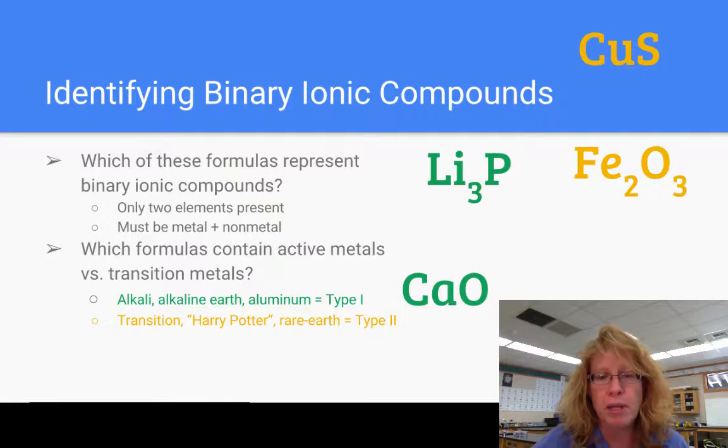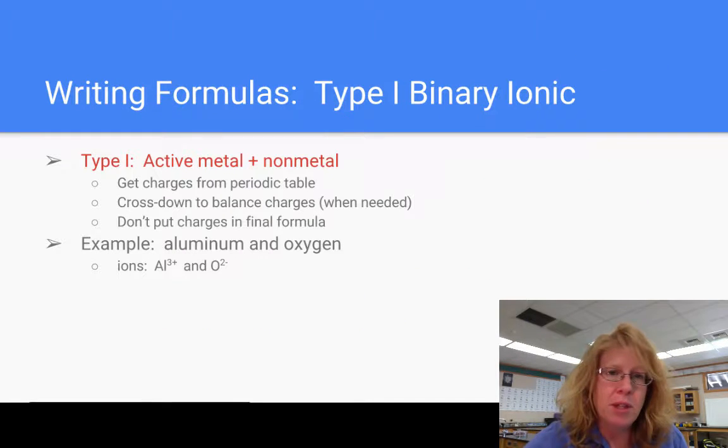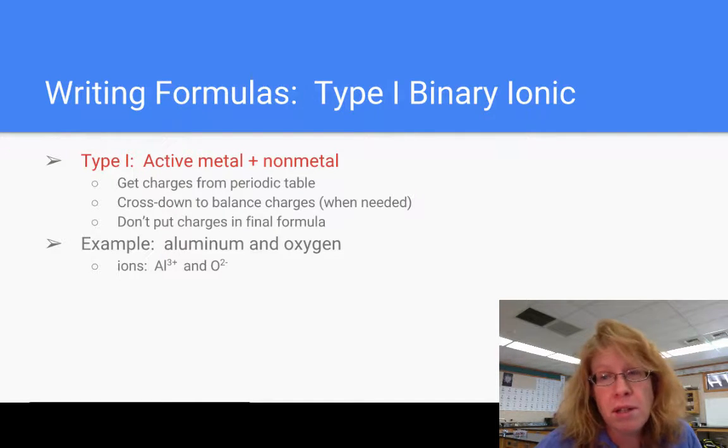So if you can get to that point, okay, these are binary, they're ionic, and now they're type 1 versus type 2, because the rules are different for how you name them. That's why we have to figure that stuff out. All right, so let's give a couple of examples here. Type 1 binary ionic compounds. This is active metal and nonmetal. These are the ones that we actually started to do in the last unit that we've already covered. We know these charges from the periodic table. We use the process of crossing down to use the charges to create subscripts.